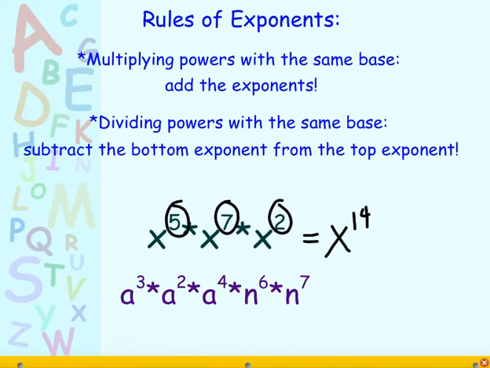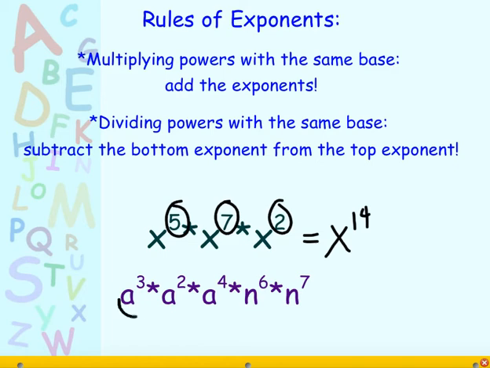Let's look at the other ones. We have a to the 3rd, a squared, a to the 4th, n to the 6th, n to the 7th. A lot of times people will look at this and say, well, I need to add together 3, 2, 4, 6, and 7 and call it quits. But we can see that we have different bases. We have a bases and we have n bases. We need to deal with those separately.